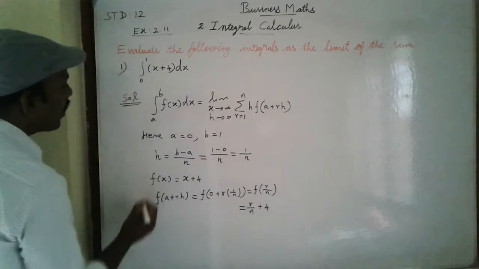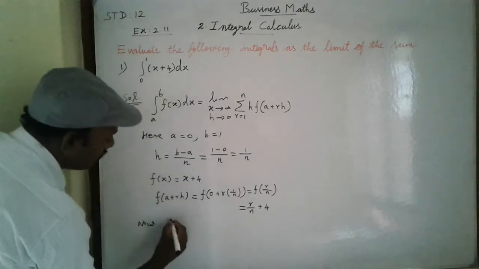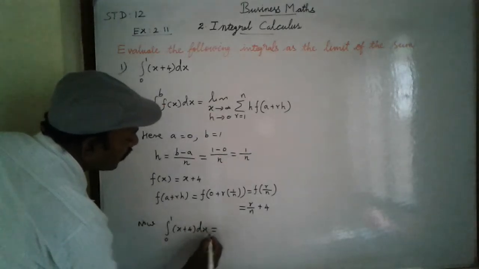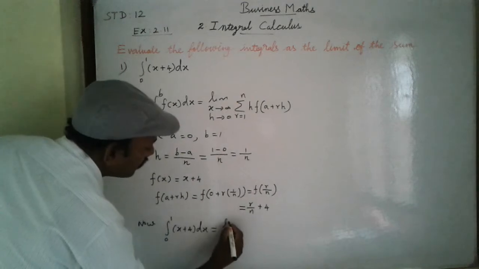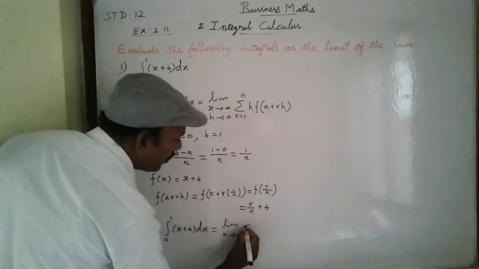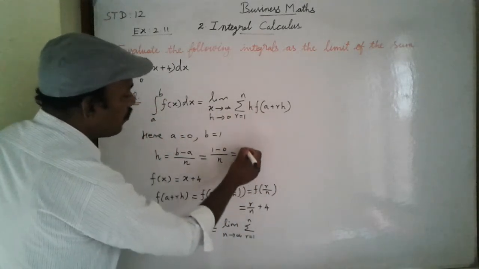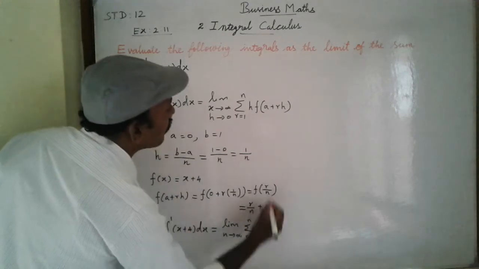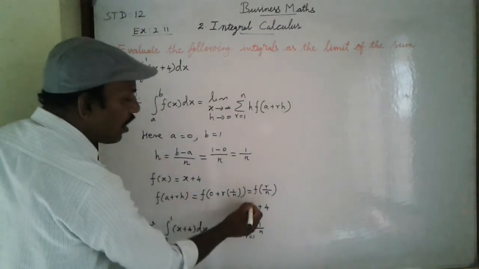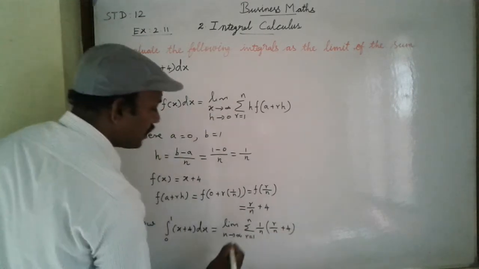Substitute in the equation. Now, the integral from 0 to 1 of (x plus 4) dx equals the limit as n tends to infinity, since only n remains, of sigma r equal to 1 to n, h which is 1 divided by n, into f of a plus rh, which is r by n plus 4.